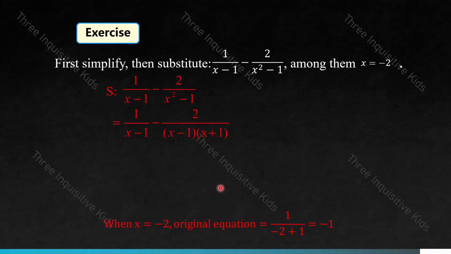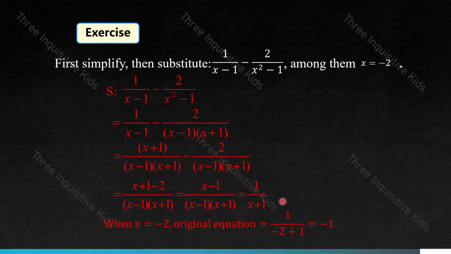We first factor the denominator of the second fraction. And then, after cross-multiplying, we have 1 over x plus 1. Now substituting -2 as x, we have -1 as our final answer.